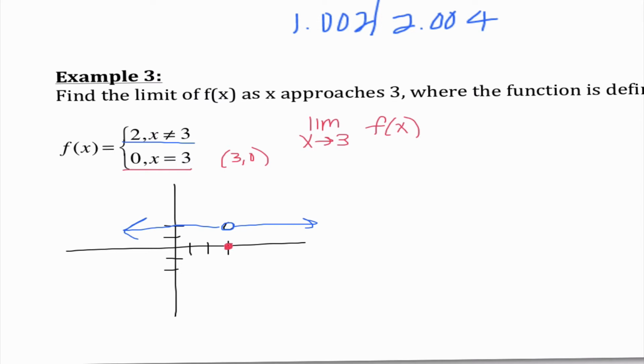So if we look at this, it appears that the limit as we approach from the left is going to be 2. The limit as we approach from the right is going to be 2 because that is what the height is where we are approaching. So our answer here is the limit of f of x as x approaches 3 is 2. Now I just want to remind us, it does not matter that the actual height at 3 is 0. We don't care about that. We care about what it appears that it's going to be.